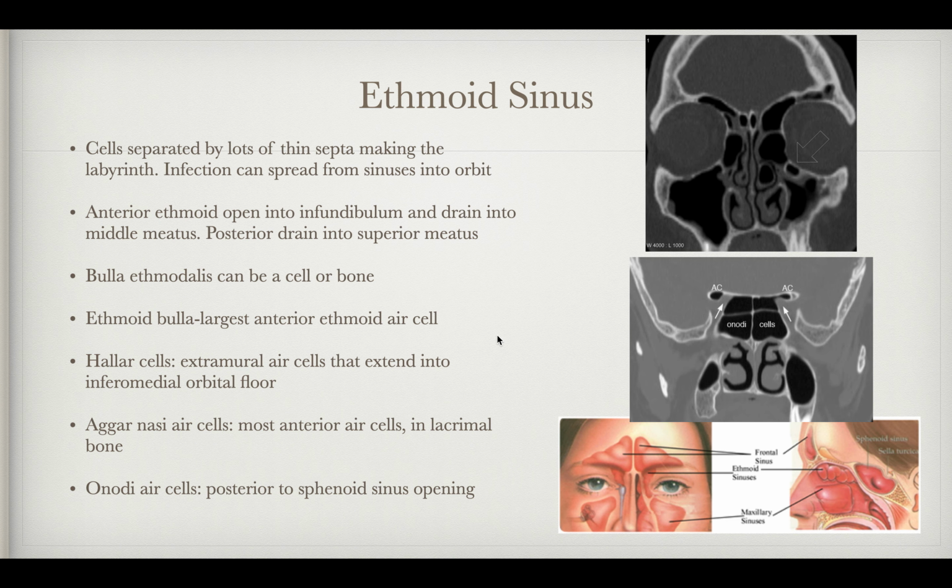And the agger nasi air cells are the most anterior, and those are going to be found in the lacrimal bones, while the Onodi air cells are going to be posterior to the sphenoid sinus opening. So once again, here's the sphenoid sinus, sella turcica. Remember, it can invaginate far deep. There's the maxillary sinus. So all of these really are just to reduce the weight of the skull and work as voice resonators.